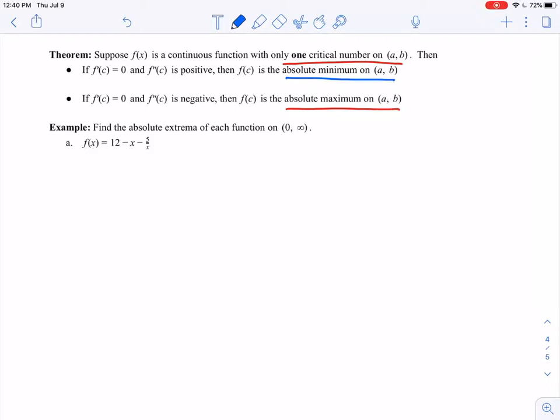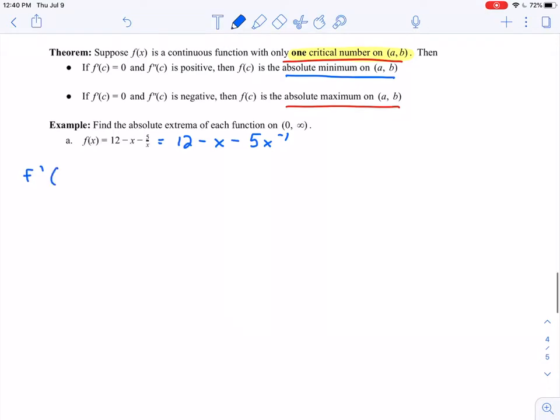Well, okay, I want to find the absolute extrema. I start by saying I want to find my critical numbers on this open interval. So I want the derivative. I'm going to, first of all, just rewrite this function so that it's easier to work with: 12 minus x minus 5x to the minus 1 power. So that when I take my derivative, f prime, the derivative of 12 would be 0. Derivative of negative x is negative 1 plus 5x raised to the negative 2 power, or negative 1 plus 5 over x squared. So this is my first derivative.